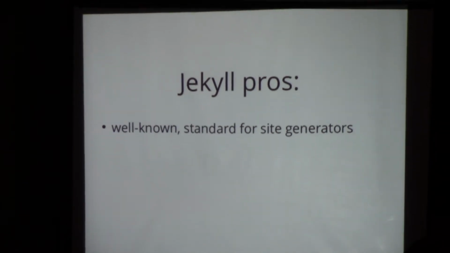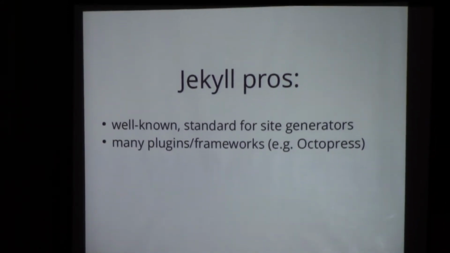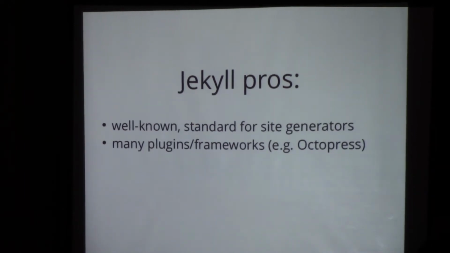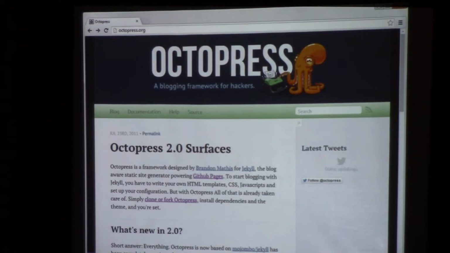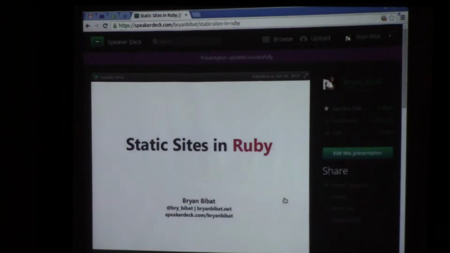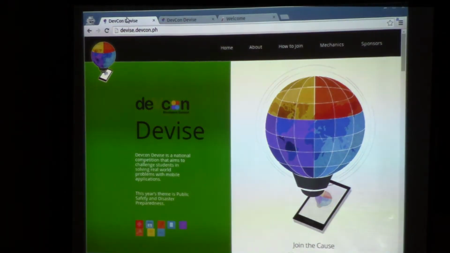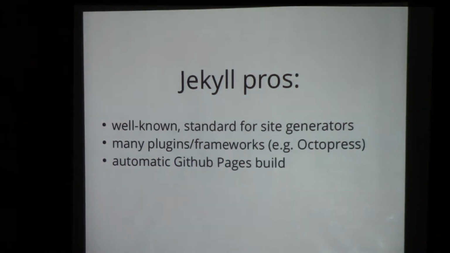Pros: it's well known. It's pretty much a standard for site generators, not just for Ruby, but for everyone else who wants to make their own site generator. It's got a lot of plugins and frameworks, so if it's missing some features you want, or if you want to build just a blog, you can use Octopress, which is a framework built on top of Jekyll. I think there are some other similar projects. Also, there's automatic GitHub Pages building. In this case, this page is actually hosted on GitHub. We just push the changes to Git, and GitHub will detect that it's a Jekyll project, and automatically compile the project for you and serve it. So those are the pros for Jekyll.